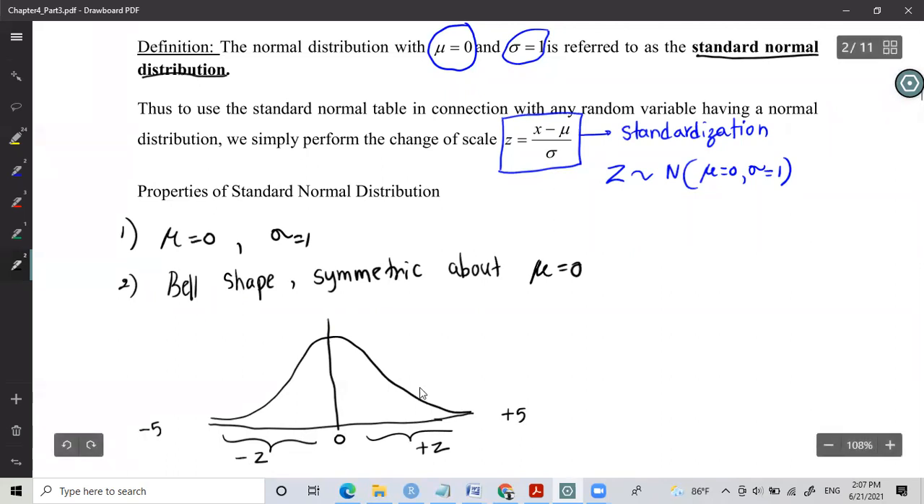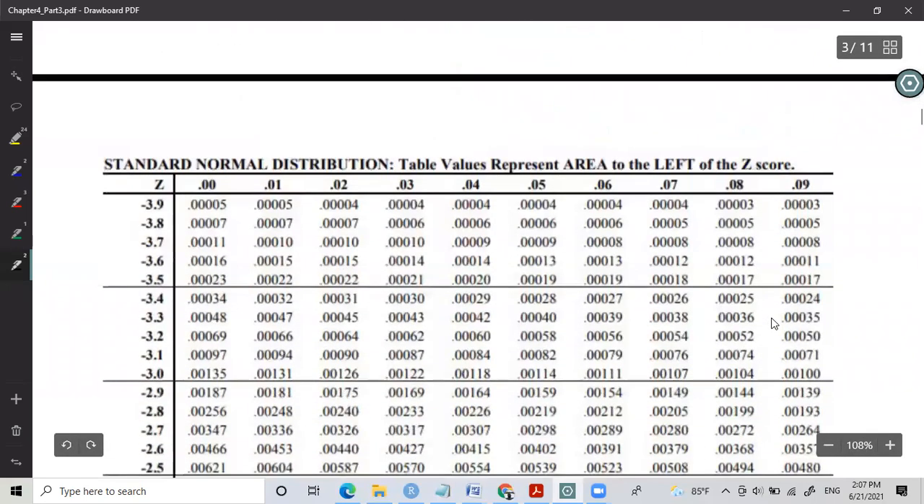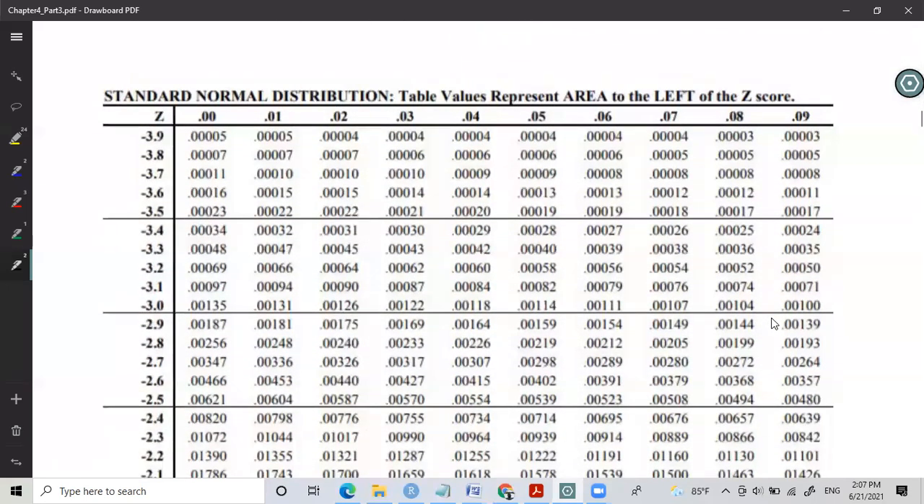So here's the standard normal table. You do the standardization and convert your normal distribution to the standard normal, read the table and get whatever probability you want. So here's the standard normal distribution table.